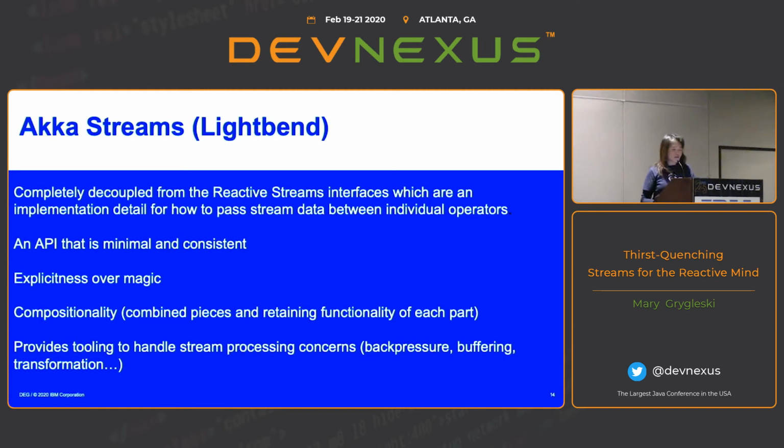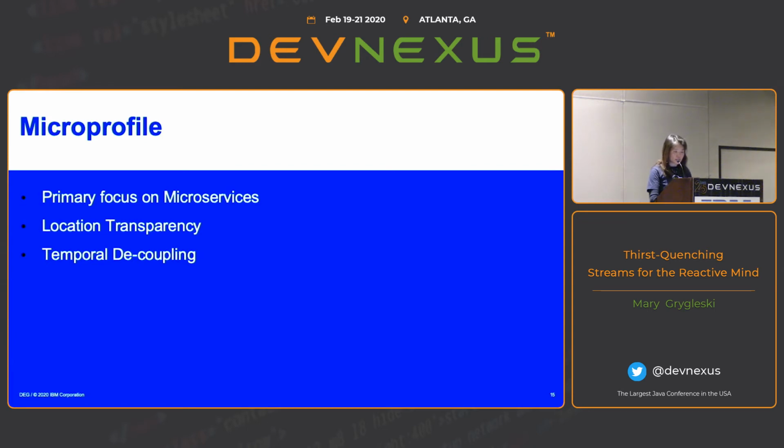Again, they call themselves explicitness over magic. They support different pieces and retaining functionality of each part. They call it composition, that's the model they take. They also have tooling to handle back pressure in stream processing, buffering, transformation and all that. So without going into too much detail, I thought I'd give you that quick intro.